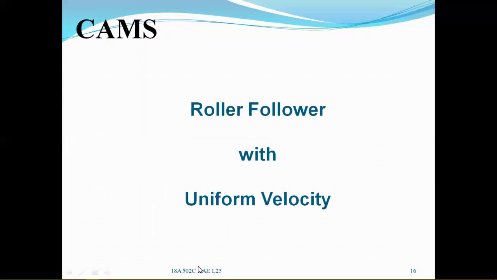With this, we completed one problem, that means a knife edge follower. In the previous lesson, we discussed the knife edge follower with uniform velocity and the knife edge follower with simple harmonic motion. In today's lesson, we have completed the knife edge follower with uniform acceleration and retardation. And now let us go to the roller followers.